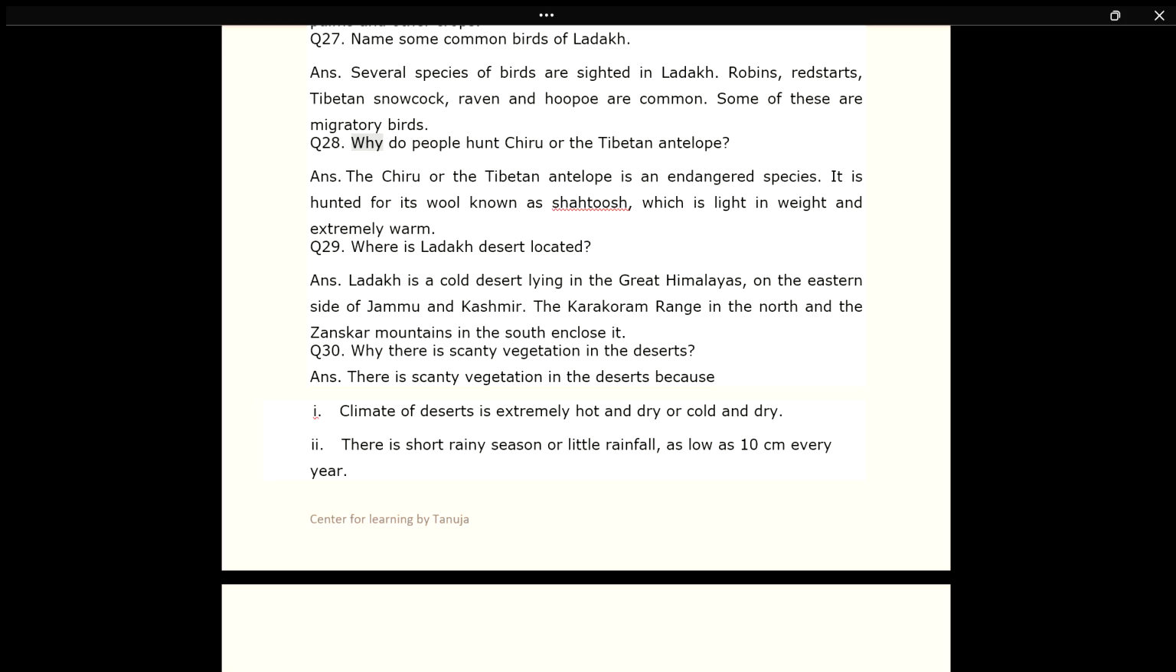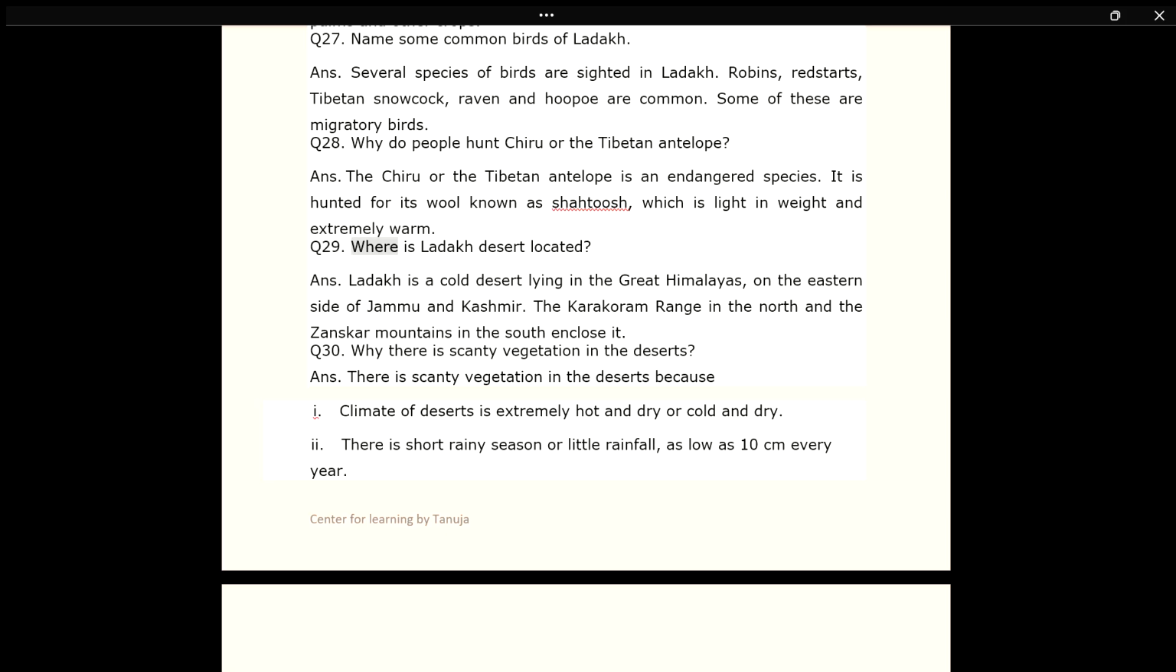Q28. Why do people hunt chiru or the Tibetan antelope? Ans. The chiru or the Tibetan antelope is an endangered species. It is hunted for its wool known as shahtoosh, which is light in weight and extremely warm.